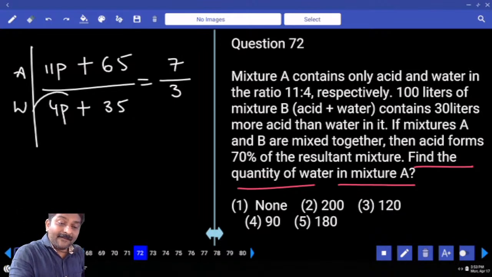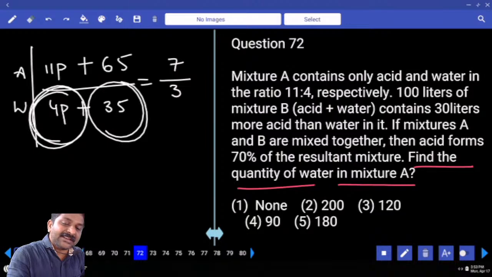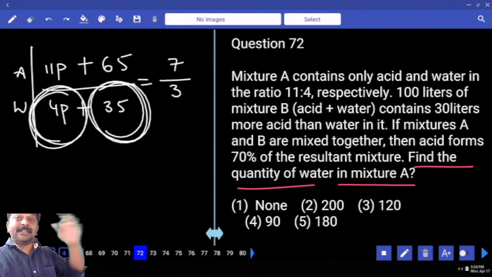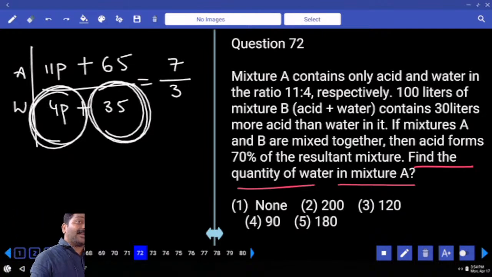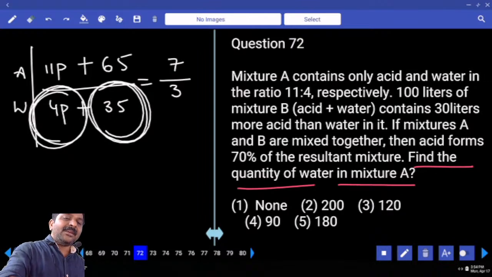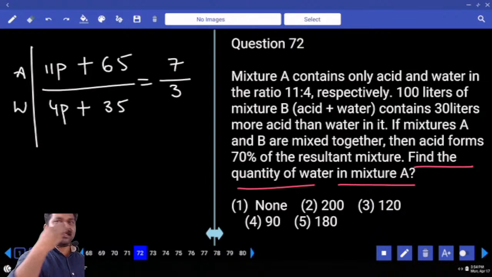4 parts only. Where is 35 coming from? 35 is from container B, mixture B. 4 parts is from mixture A. The question is about the water component in mixture A only. That means we need to calculate the 4 parts value only. Instead of 4 parts, if there is any other number like 3 parts or 7 parts or 9 parts or 11 parts, you can go and verify the multiplication rule.